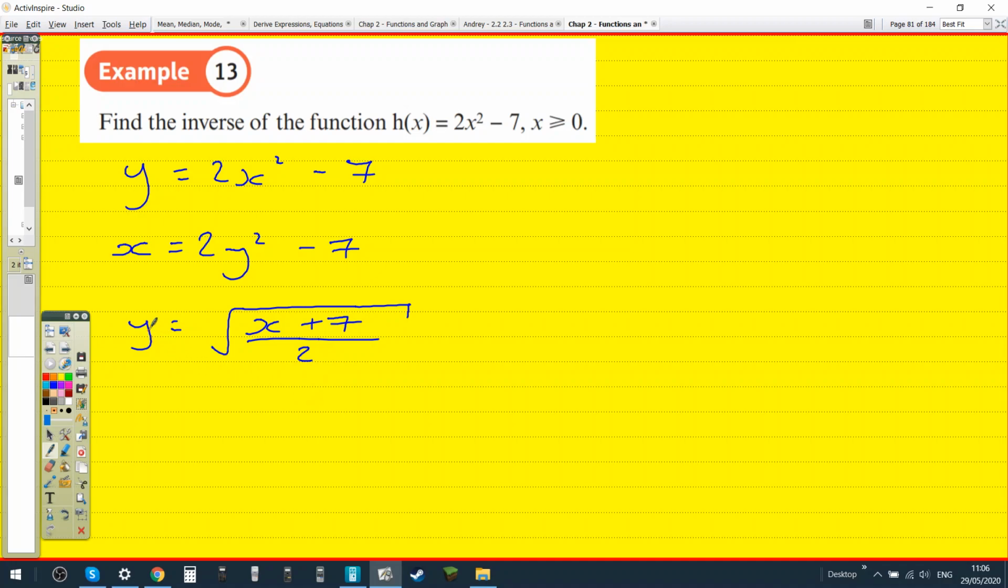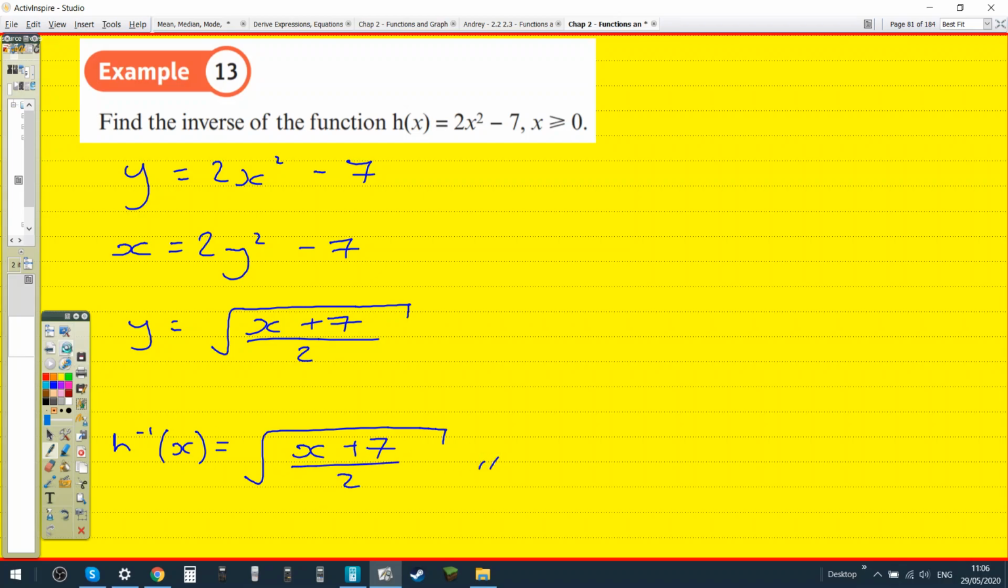And then it's not y. What is it? It then becomes x or h, yeah, or h of x. Oh no, it's h inverse of x, isn't it? Yeah, h inverse of x. So h with that little minus 1. Square root of x plus 7 over 2.